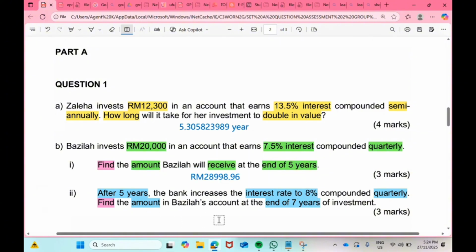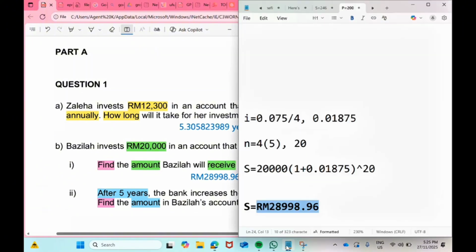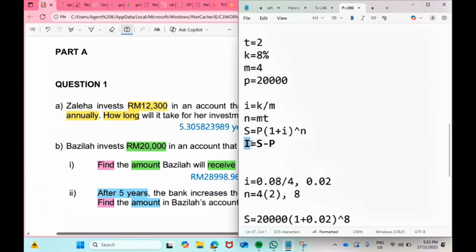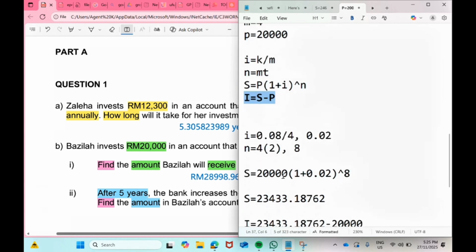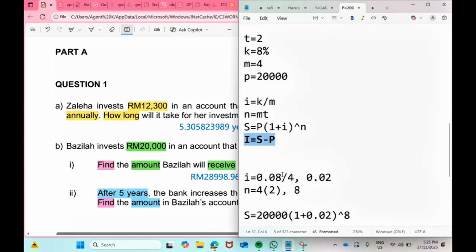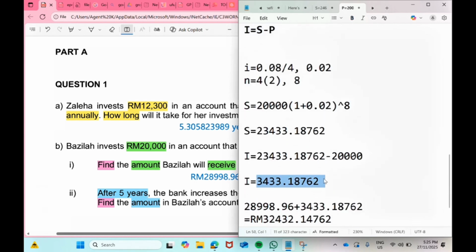Now, after those 5 years, the bank increases the interest rate to 8% compounded quarterly. Find the amount in Bazila's account at the end of 7 years of the investment. So we'll be using the remaining 2 years instead and replacing the annual interest with 8%. So everything else is the same, and we'll be using this formula as well because we just want the interest from the second part. And there's all the data. And this is the interest.